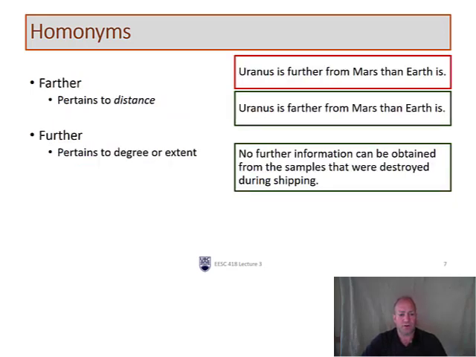Next, farther versus further. So farther only means distance. Further is to some degree or extent, but not with respect to distance. So, "Uranus is further from Mars than Earth is." That's incorrect. Uranus is farther from Mars than Earth is.